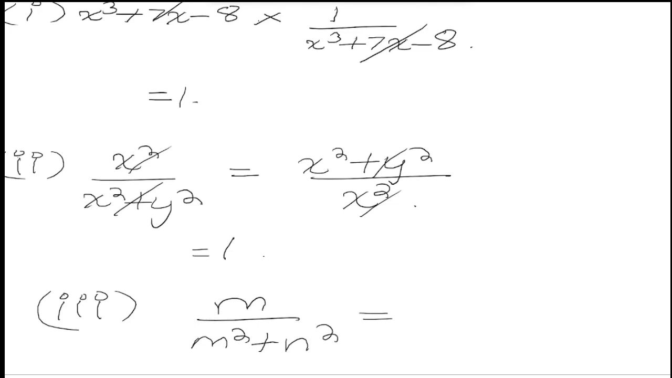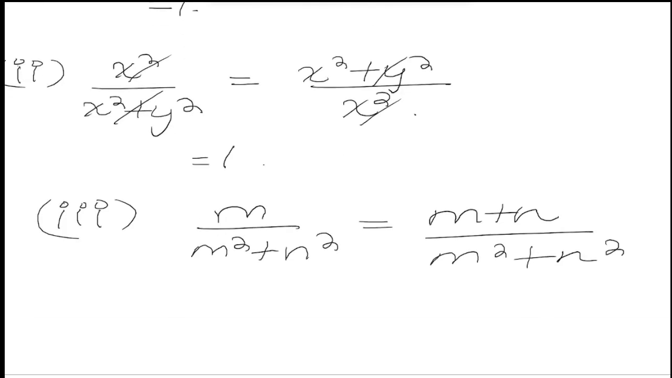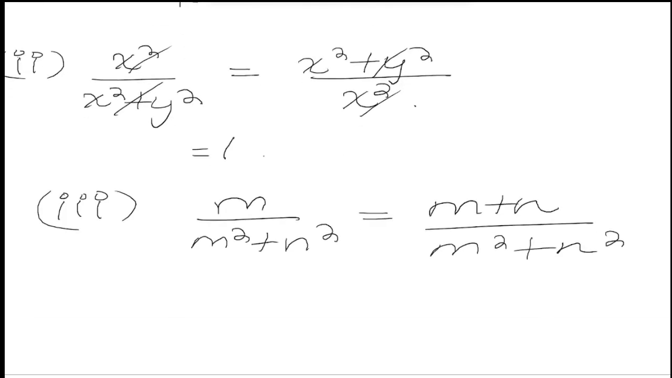And this is equal to what? m plus n over m square plus n square. Now, how is this going to be equal to this? What algebraic fraction are we going to add? Suppose we are adding x with this algebraic fraction and our answer will be this. But we need to find the value of x. So how can we do so?